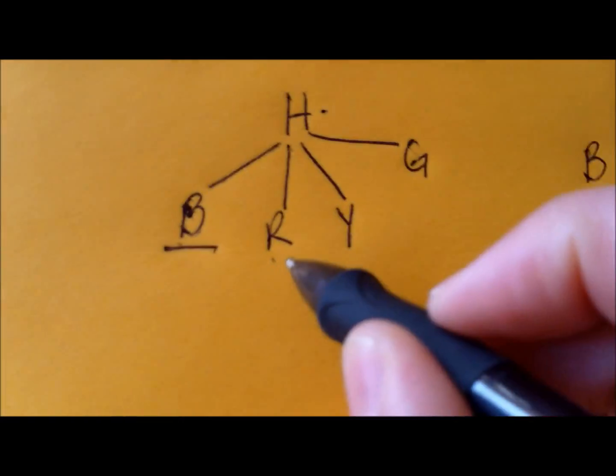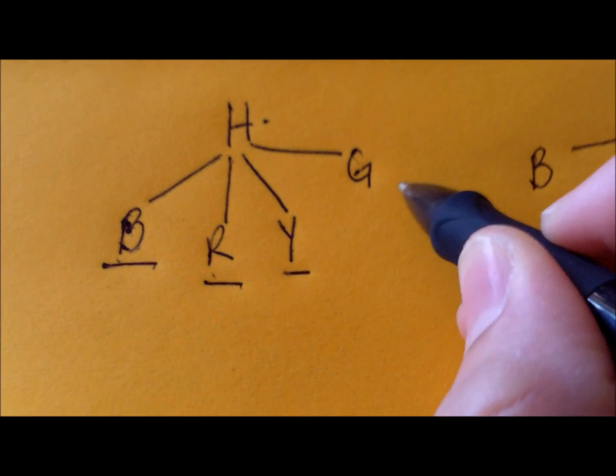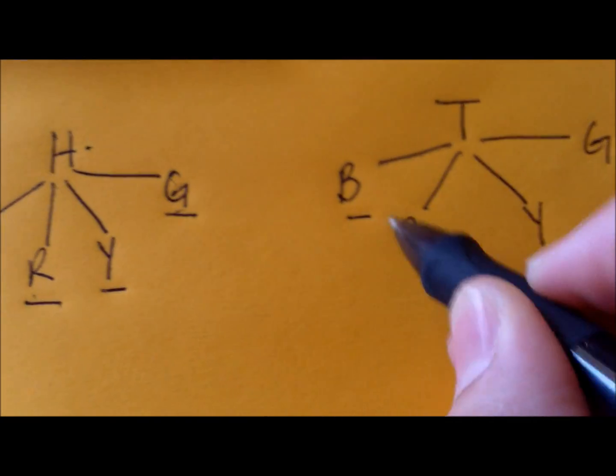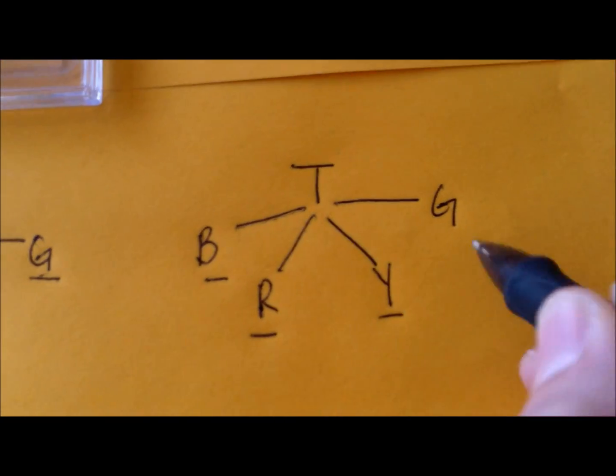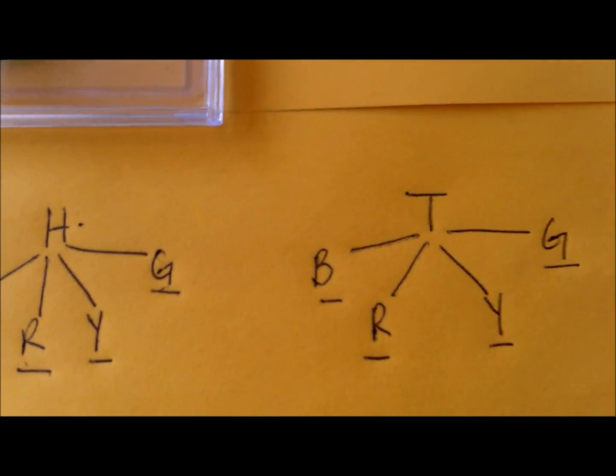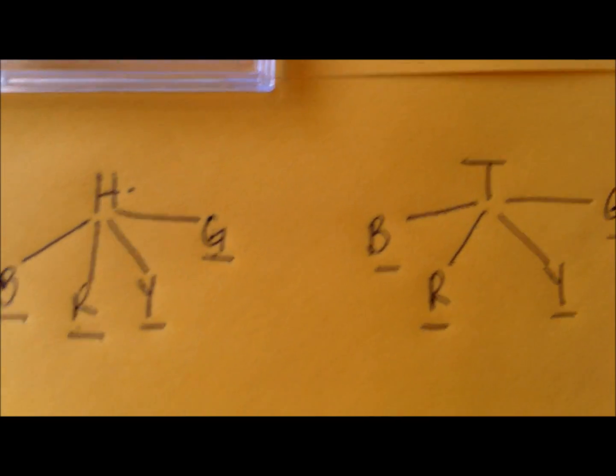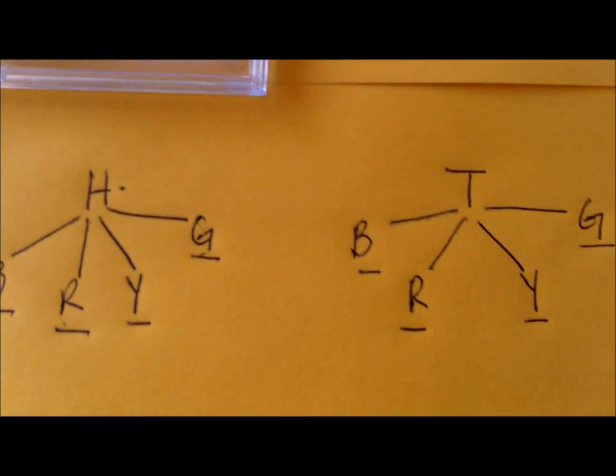So here is 1, 2, 3, 4, 5, 6, 7, 8. There would be 8 possible outcomes on a tree diagram and making our list.